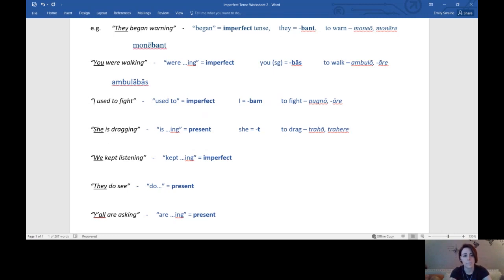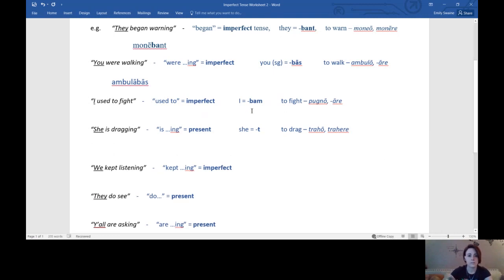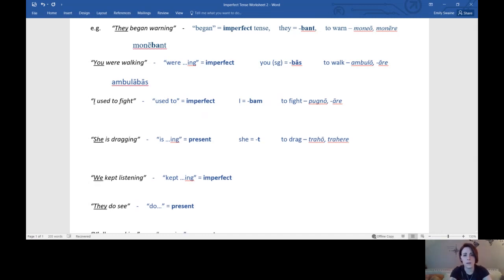All right, so guys, I don't know why I'm all over the place. I didn't mean to go to the next one until I finished this. So what I meant to do was finish this. Okay, so our stem is punya. Then I'm gonna add my bomb that's right here for my ending. So punya bomb means I used to fight. And then, okay, so she is dragging. So is dragging is present tense. She's gonna make it end in a T, and to drag is traho trahere.